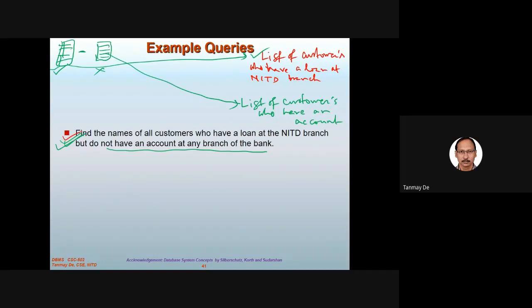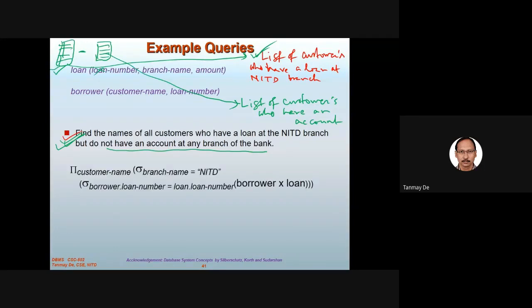Okay, this is the idea. So to implement this idea, which tables need to be consulted? To get the list of customers who have a loan at NIT Durgapur branch, we need to consult the loan relation as well as the borrower relation. Both relations need to be consulted. Now how do we write it? We wrote this in our previous example also. This part of the query gives us the list of customers who have a loan at NIT Durgapur branch.